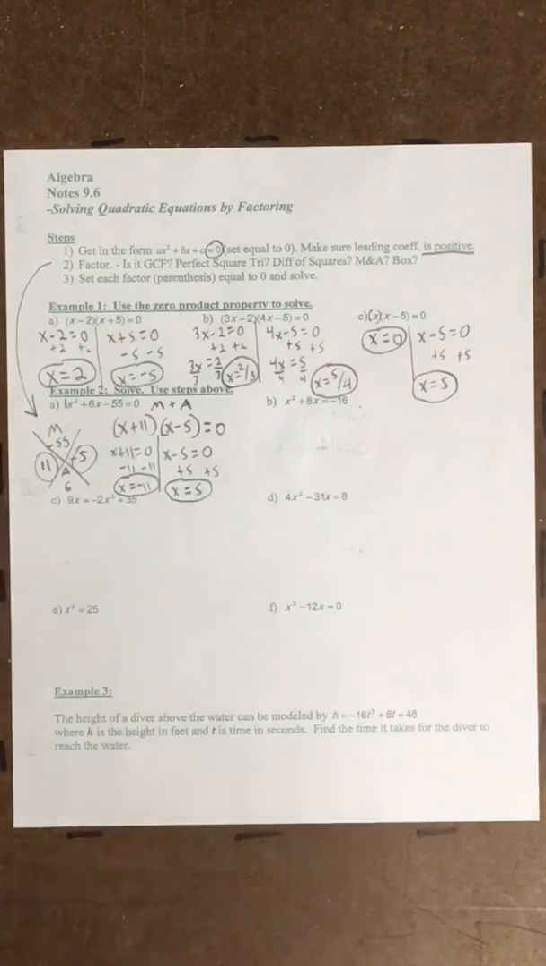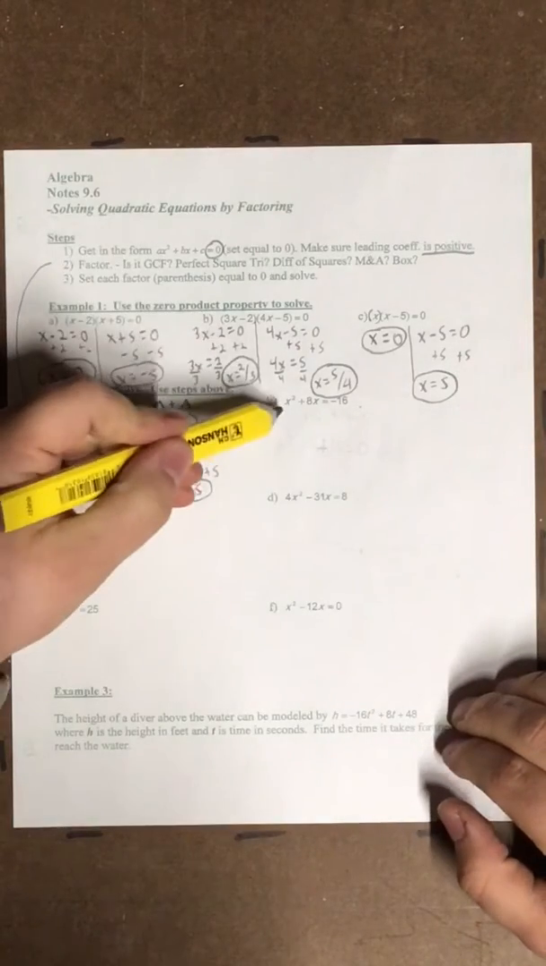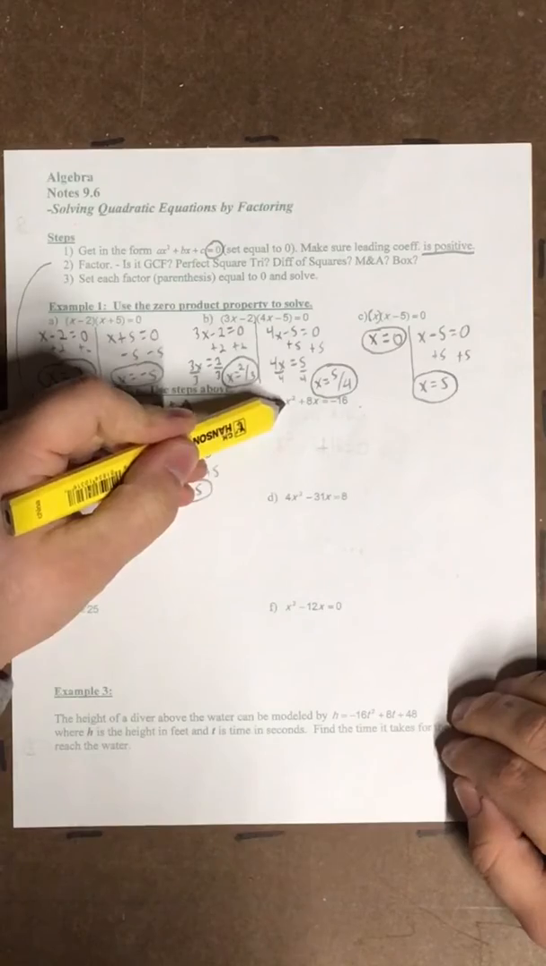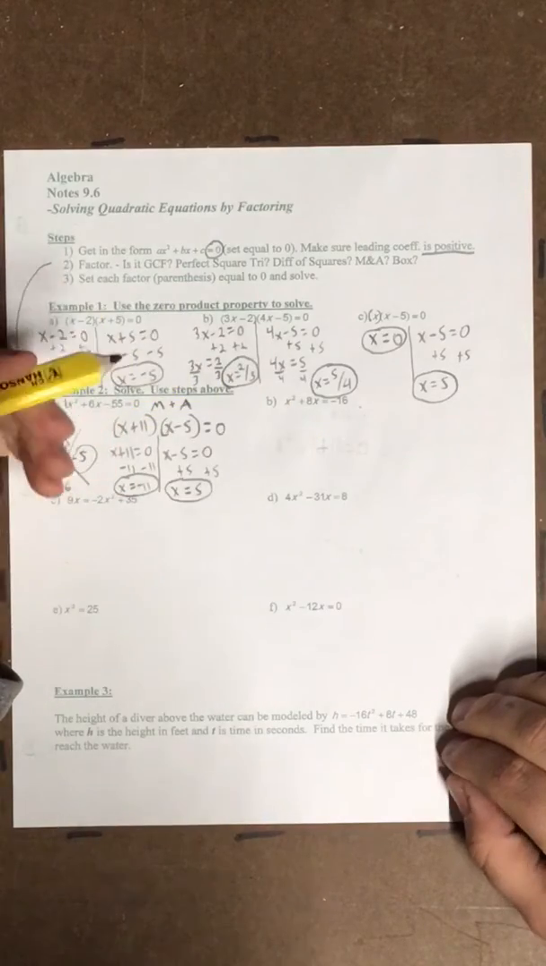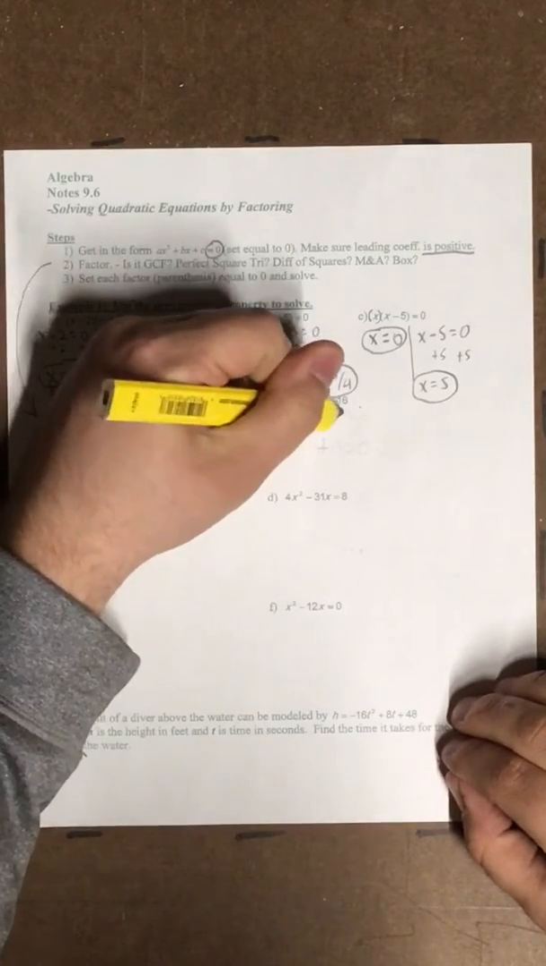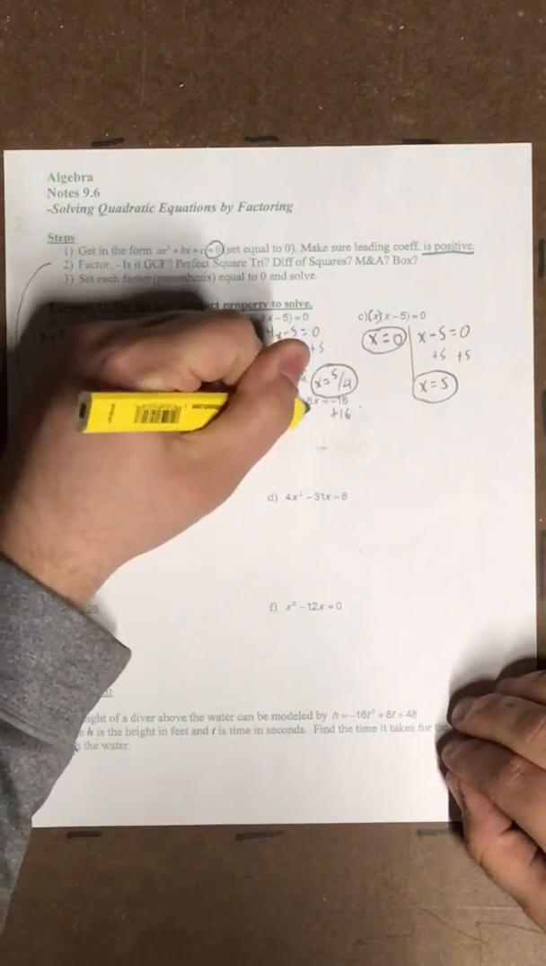Next problem, example B. If you notice, it's not in the correct form. I have the x squared as positive 1, but I don't have this equal to 0. I have it equal to negative 16. So what I want to do is add 16 to both sides.